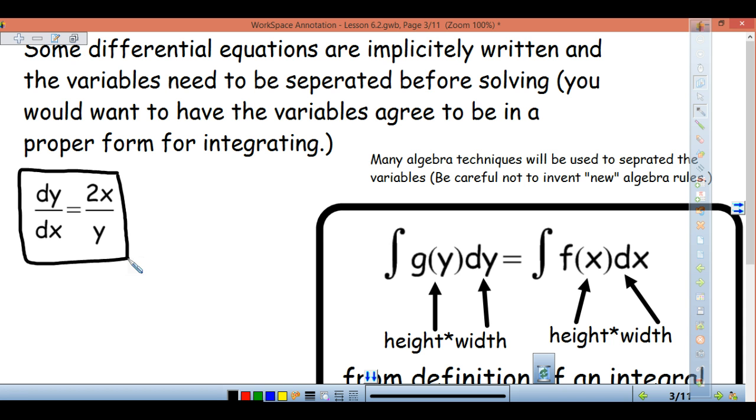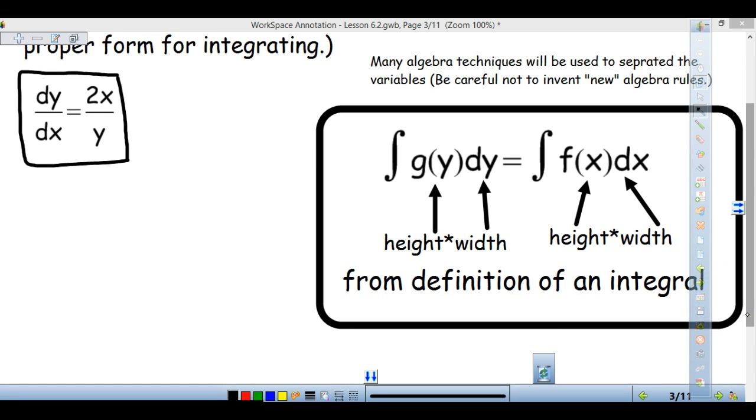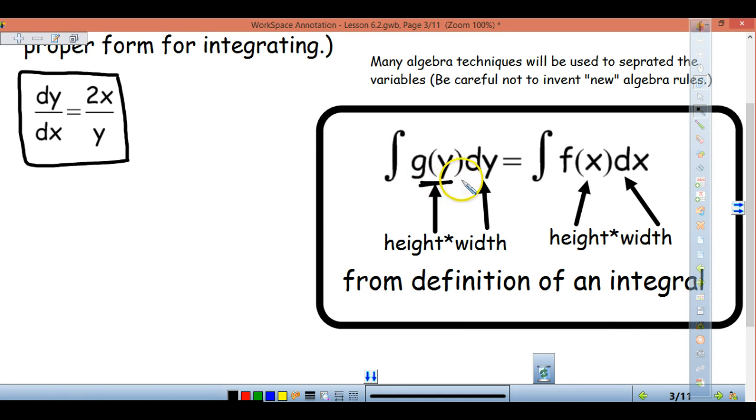In order to use any of the integration or antiderivative techniques that we've discussed, you need to be able to separate the variables. You need to have the x's together and the y's together before you're able to take the antiderivative. Something to note is that when we separate the variables, we do need to keep the proper form for integrating that follows along with the definition of an integral. On one side of the equation, we need to have a function or an expression written in terms of y as a product with dy.